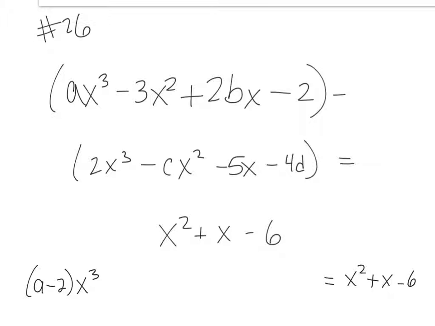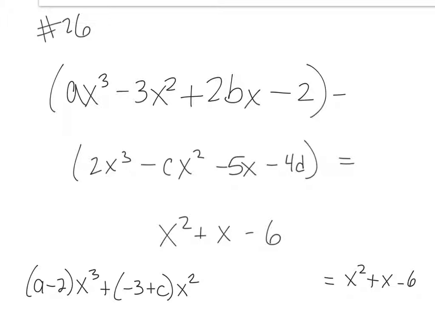Okay, but I'm going to collect all my terms. So that's my x cubes. How about x squareds? I'm going to have negative 3x squared minus c minus negative cx squared. Negative 3 plus c. Let's go over that. It'd be negative 3 minus negative c. So it's negative 3 minus a negative is a positive. And since the negative 3 and the negative c are both here for x squared, they both come out front.